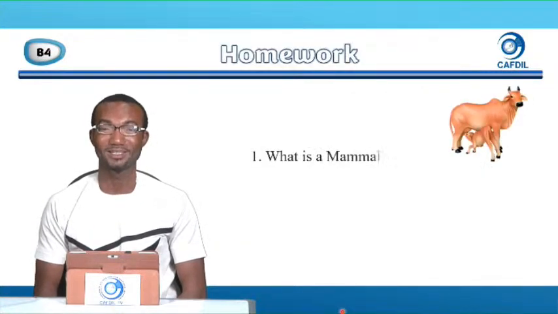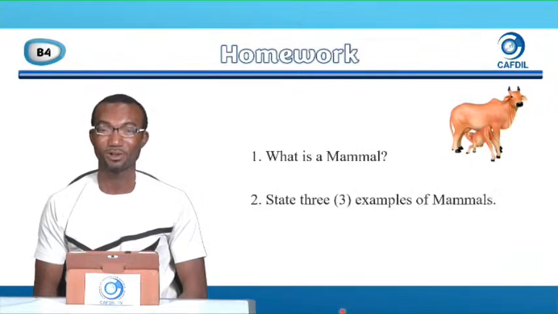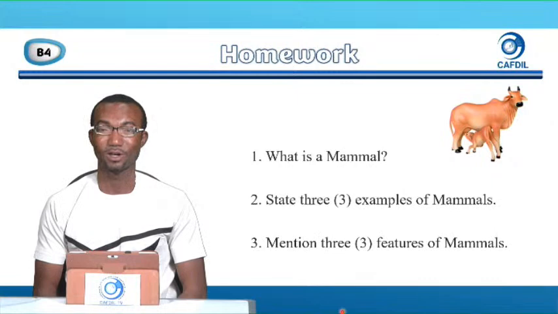Now, as usual, let's take this homework. 1. What is a mammal? 2. State 3 examples of mammals. And then 3. Mention 3 features of mammals. I'm giving you a few minutes to put this assignment down.